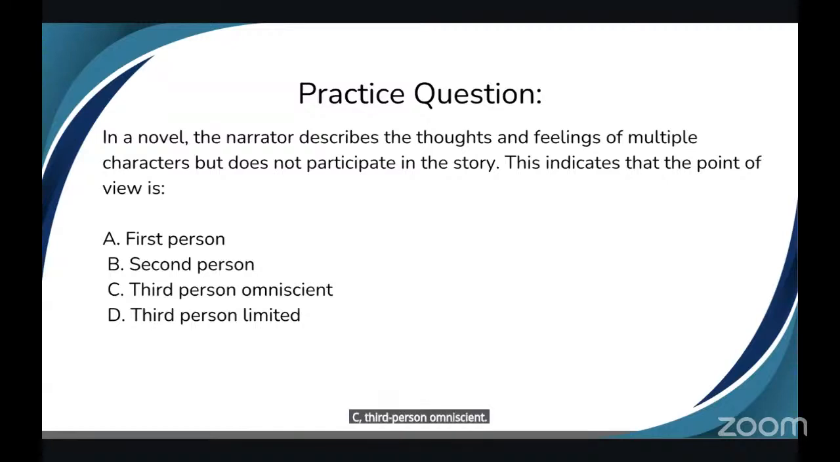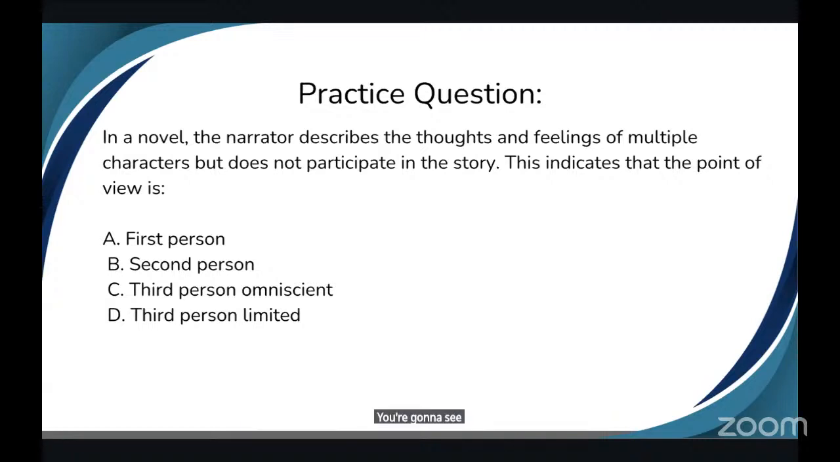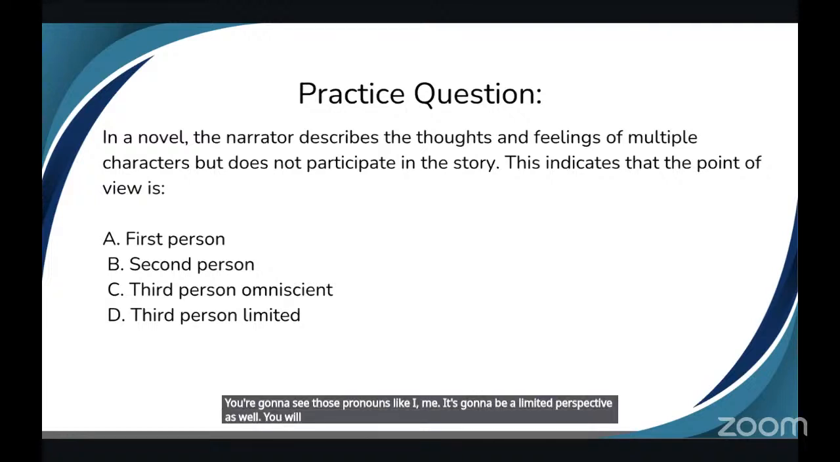All right. So just a quick recap. First person means that the narrator is in the story. So they're telling the events of the story from within the story itself. You're going to see those pronouns like I, me. It's going to be a limited perspective as well. You will not see the thoughts and feelings of multiple characters because first person is only telling from that individual narrator's point of view.